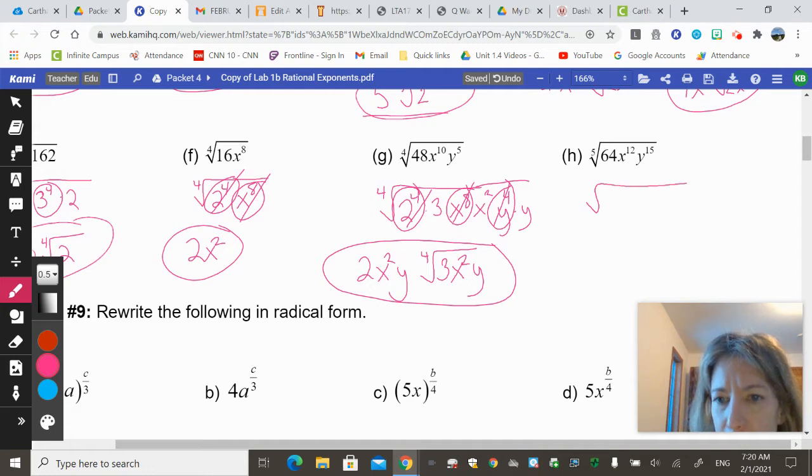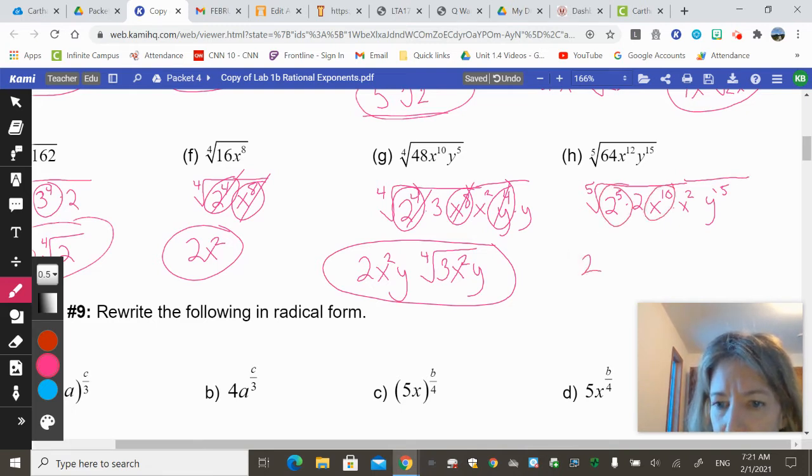I know that 64 is 2 to the 6th power, because 2 to the 5th power is 32. So I'm going to write it as 2 to the 5th times 2. I want multiples of 5, so I'm going to write it as x to the 10th times x squared. And y to the 15th is a multiple of 5, so I can leave it like that. All right, so I'm going to pull a 2 out.